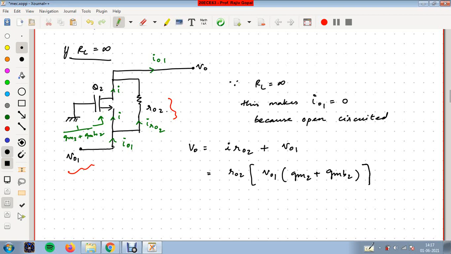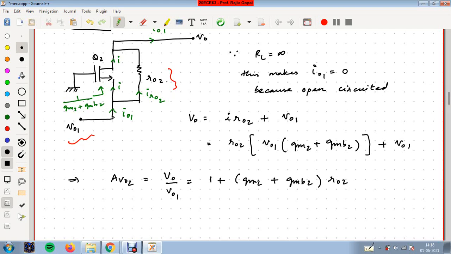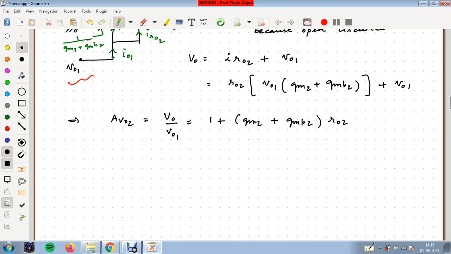So this will be the current flowing through R02, right? Then plus you have V01, right? So from this, if you find out gain AV02, which is actually V0 divided by V01, take common, you get 1 plus GM2 plus GMB2 into R02. This is an important formula which we'll always come back to later.